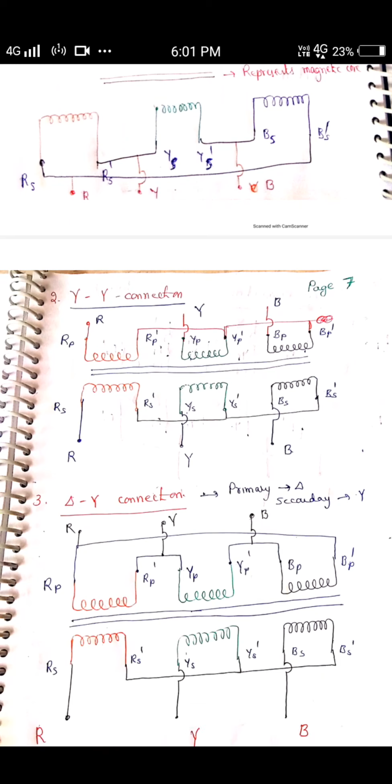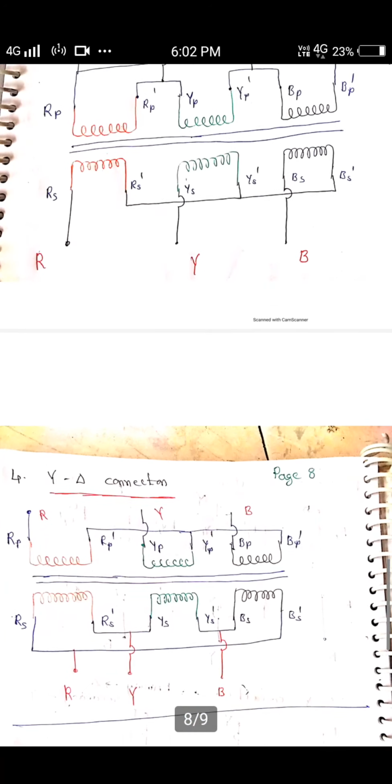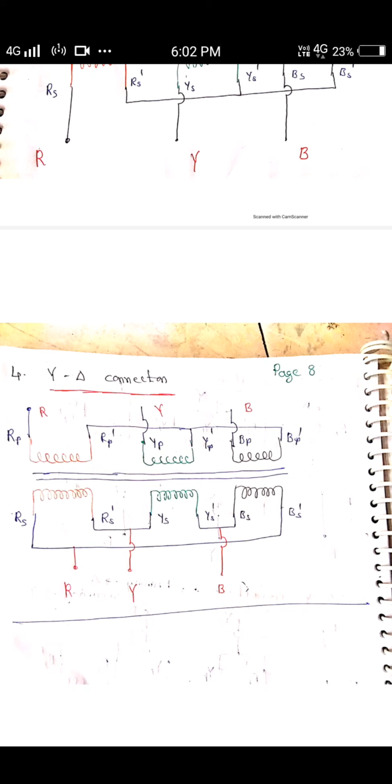Next, delta star application. Primaries are connected in delta and secondaries are connected in star connection. Delta connection we already discussed. Similar ends are connected on primary side and secondary side. And next, star to delta connection. On the primary side is star, where you give the supply, and on the secondary side the terminals are connected in delta. So one side star connection, another side delta connection. This is about 3-phase connections.